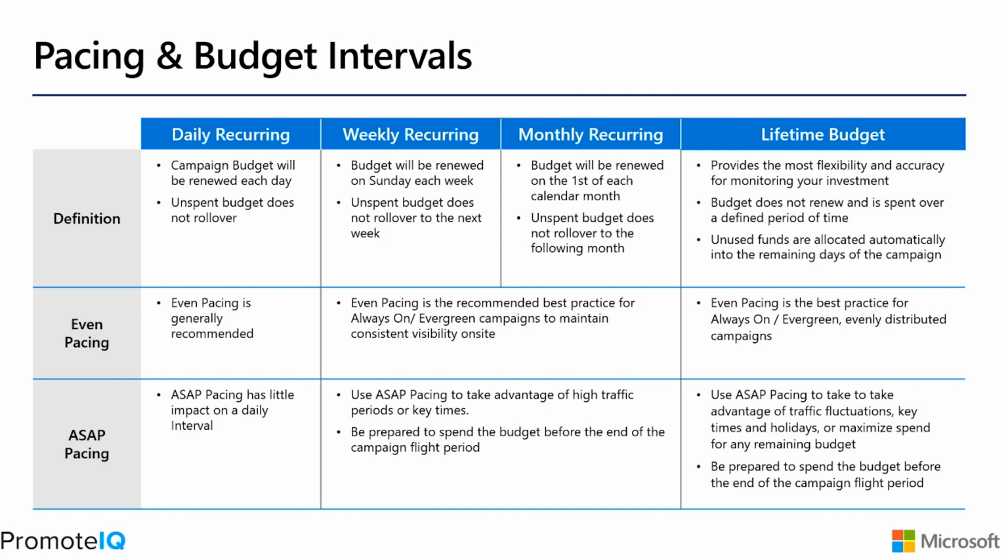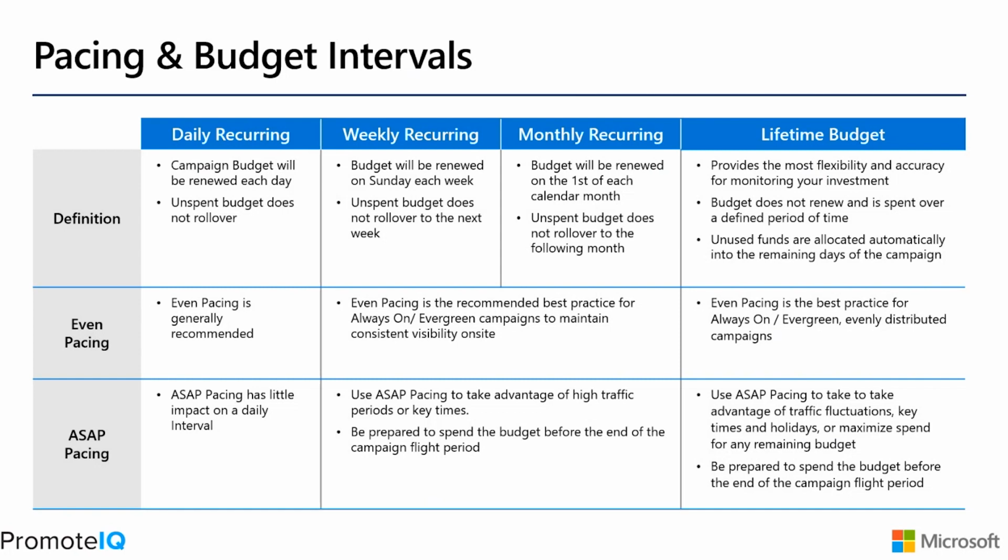For weekly recurring budgets, your budget will be renewed on the Sunday of each week. Unspent budget does not roll over to the next week. And for monthly recurring budgets, they will be renewed on the first day of each calendar month. Unspent budget does not roll over to the following month.